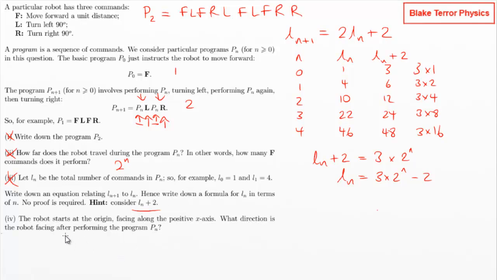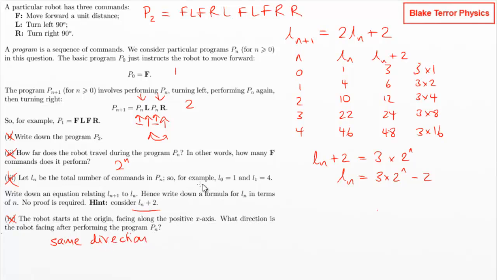So what direction is the robot facing after performing the program Pn? We're adding L's and R's in pairs. They've asked this in a previous paper, I'm sure. So L's and R's get added in pairs. So you're always going to end up at the end of a program facing in the same direction, because they always cancel each other out.